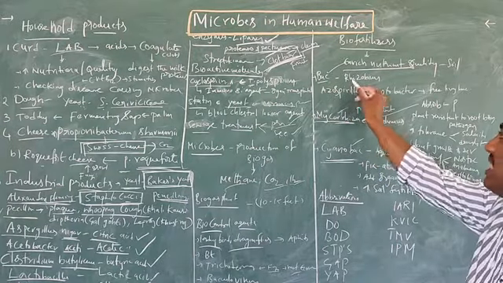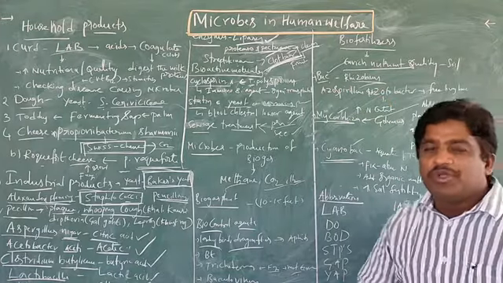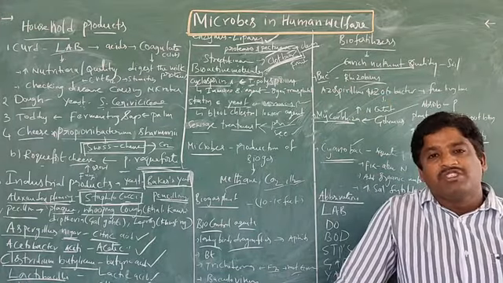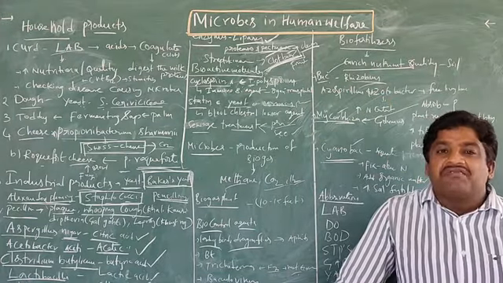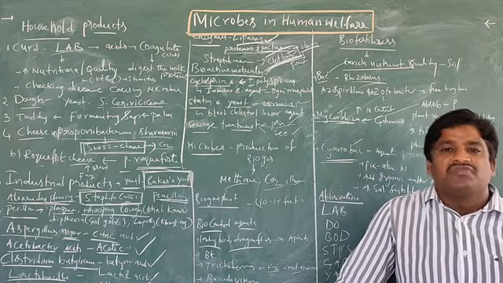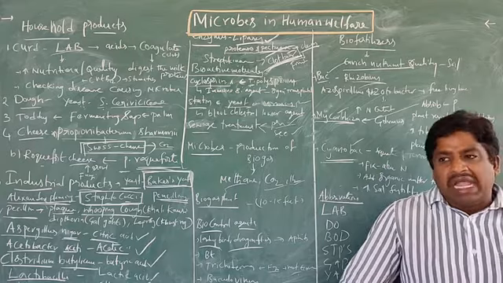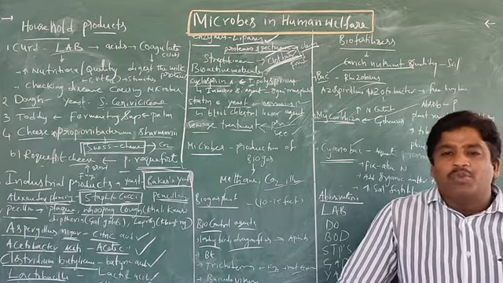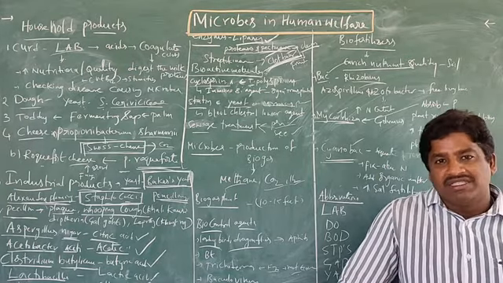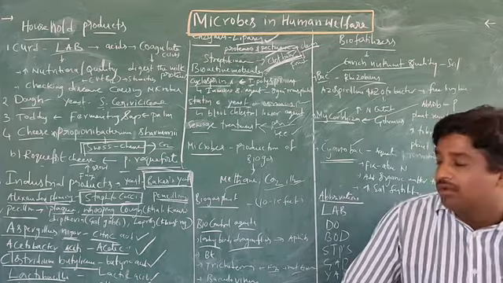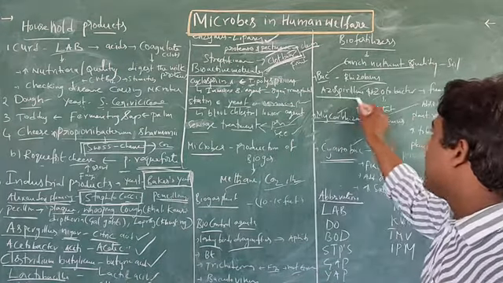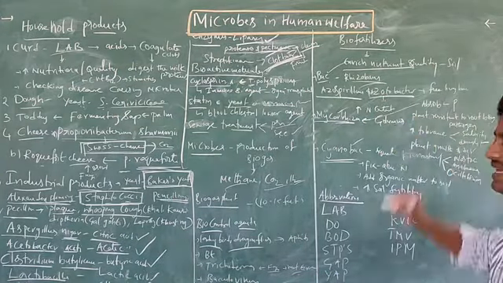Suppose, bacteria: rhizobium bacteria. Rhizobium can be associated with leguminous plants, so it can fix nitrogen. Already you know from first year that the rhizobium bacteria is associated with the roots of legume plants, and it can fix the nitrogen. And also azospirillum and azotobacter.